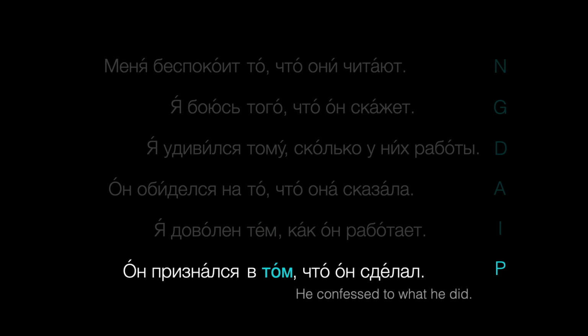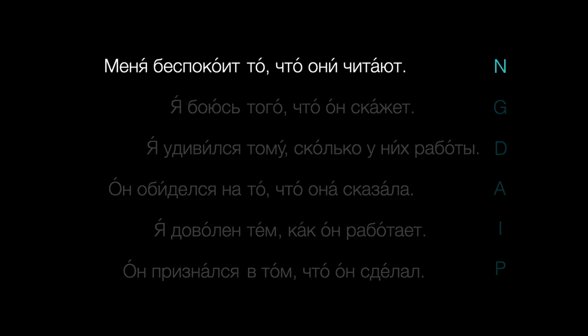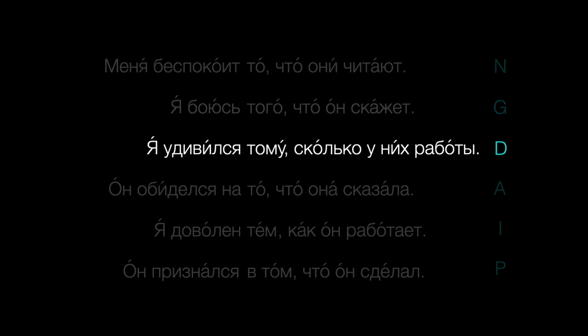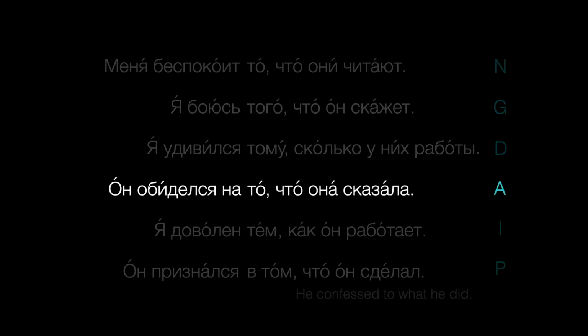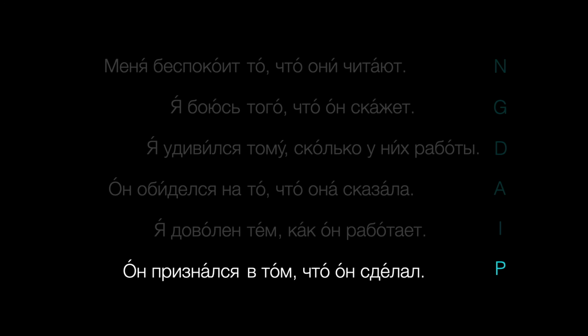Now, how do we know which forms to use? It just depends on what's happening in each clause. In this first example, то is in the nominative because it's really the subject, referring to the thing that makes me worried. Бояться is normally used with the genitive. Удивиться takes the dative. Обидеться is used with на and the accusative. Доволен is used with the instrumental. And the last example, признаться в чем, takes the prepositional.